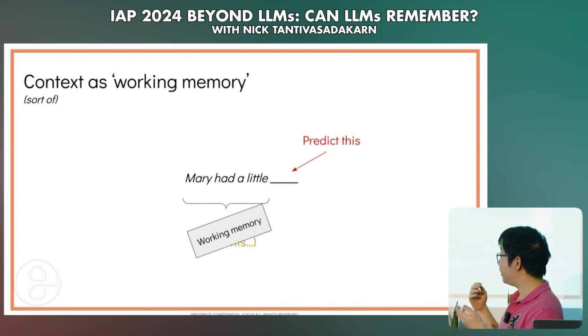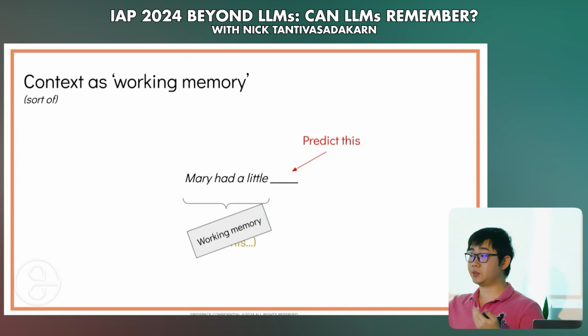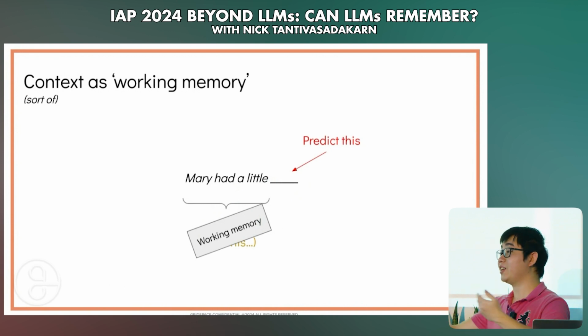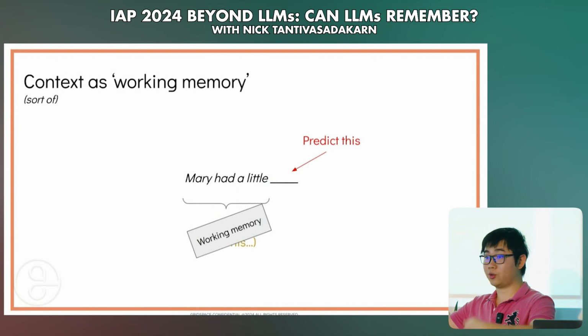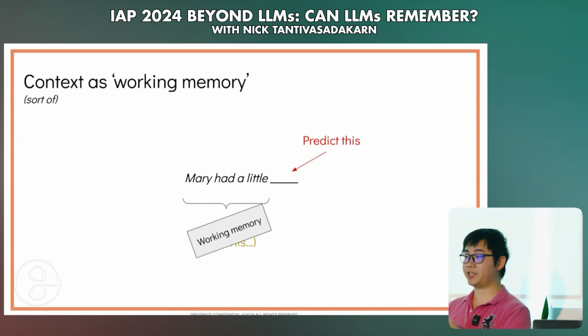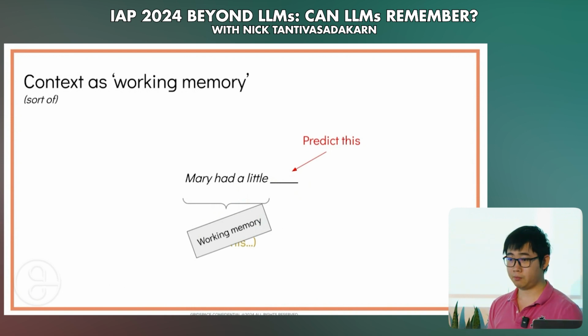And also, there are some limitations because in attention mechanisms, as the context gets longer and longer, the cost for calculating gets higher. So most people tend to limit how far you can go. So it is also limited and finite, which is kind of similar to how working memory is.